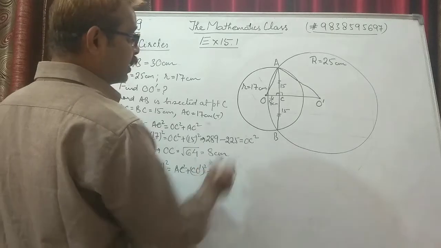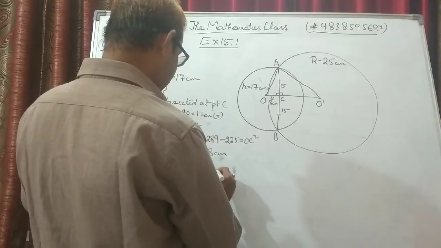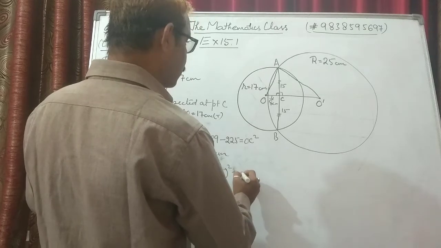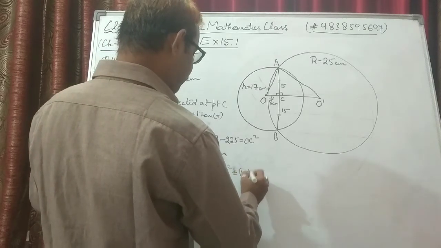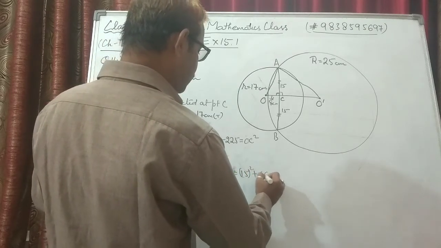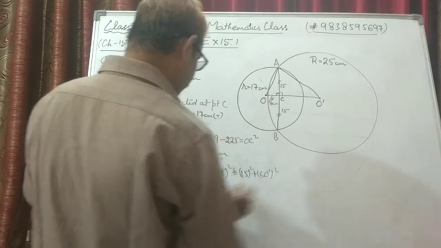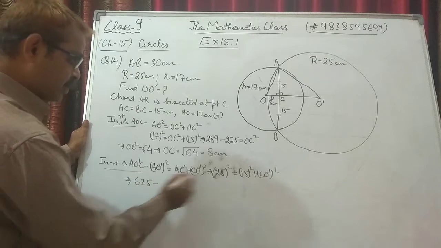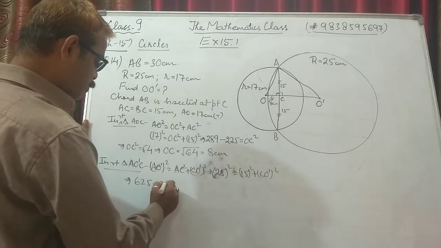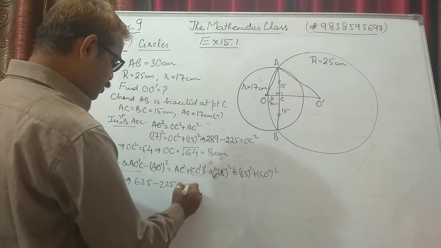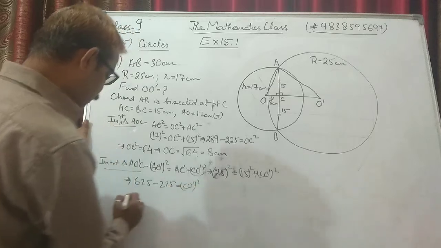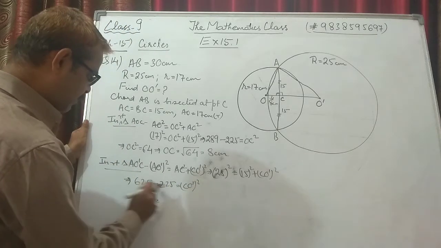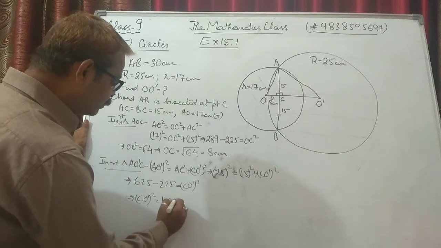Now AO dash is the radius, so that is 25 centimeters. 25 square is equal to 15 square plus CO dash square. From this we can get: 25 square is 625, minus this 15 square comes to this side. 15 square is 225 is equal to CO dash square, which implies that CO dash square is equal to 625 minus 225, which is 400.